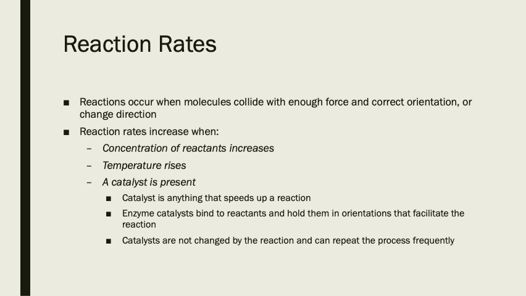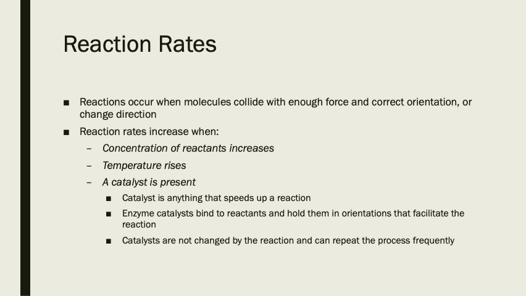And then we can use a catalyst. A catalyst is anything that increases the rate of a reaction. Typically, in the human body, enzymes are catalysts. So we use enzymes to bind to the reactants and hold them in either places or states where they need to be so that reactions can happen easier and faster.